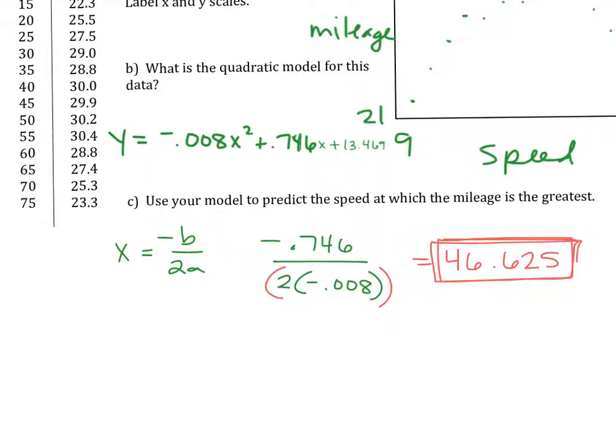This is what you should be getting. 46.625. Did you plug this in? Let's give it a try. Did you put your double parentheses? I put 476, not 7.746. There you go. That's a good lesson, by the way. What a drastic difference a different number is.